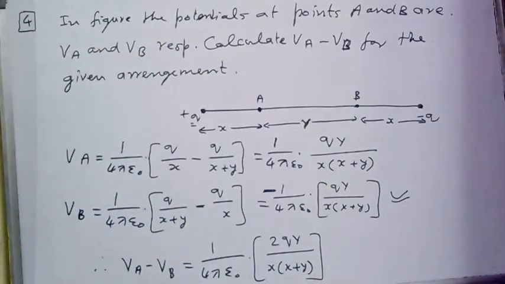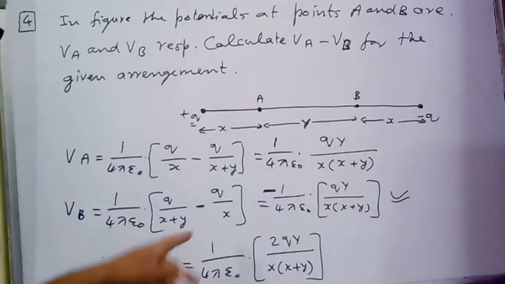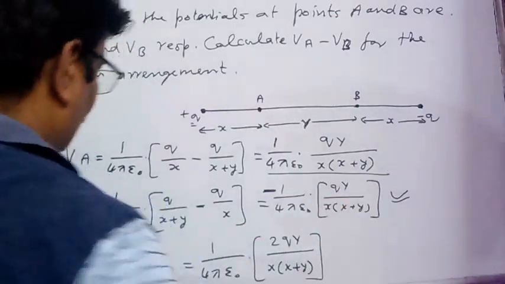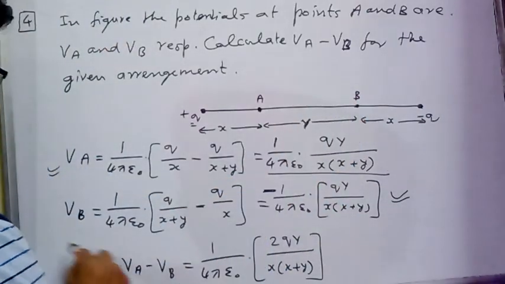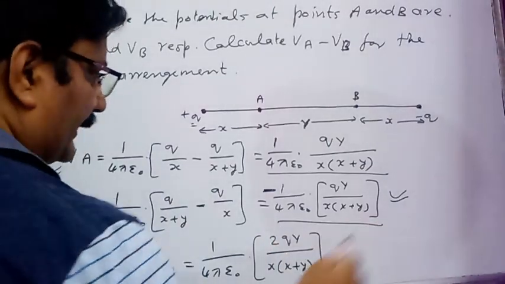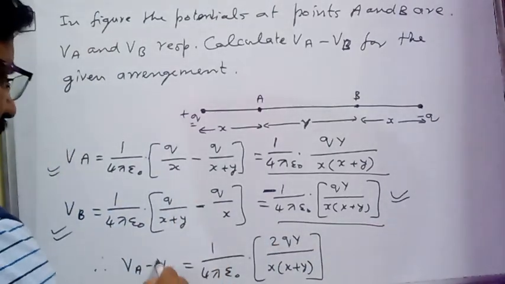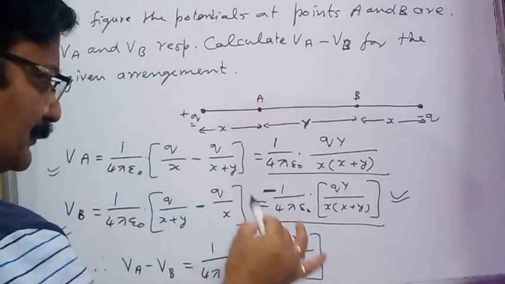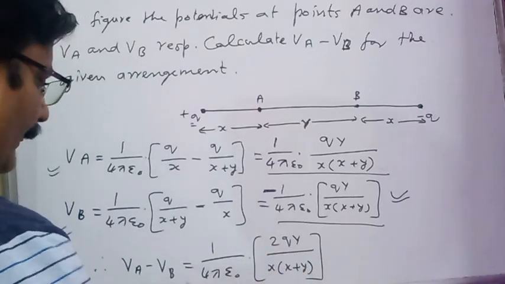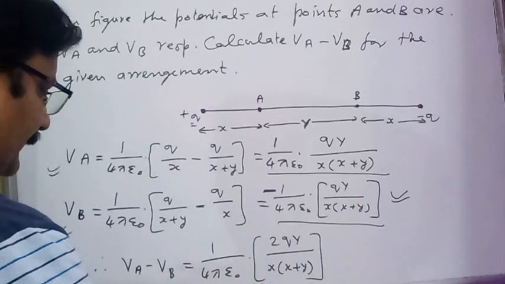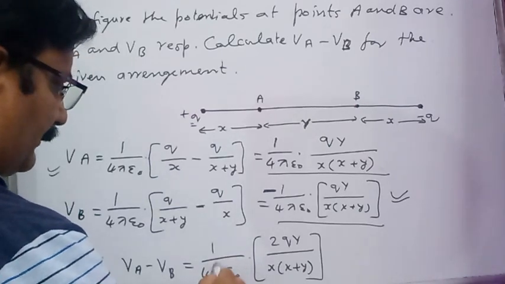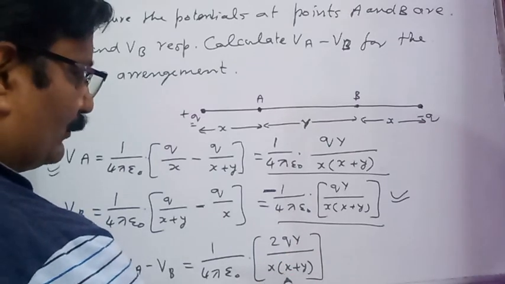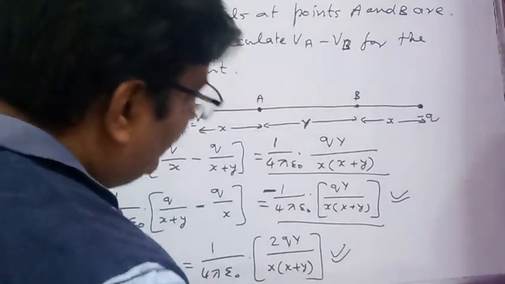Now, what will be the value of VA minus VB? So potential at A, this is VA, and this is the value. Potential at B, with this value. When we write VA minus VB, VB is already negative, so it becomes minus times minus, that is equal to plus. So potential difference between point VA and VB is going to be 1 by 4 pi epsilon naught into 2qy divided by x into x plus y. This would be the answer.